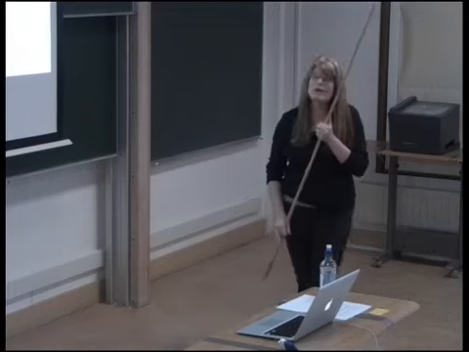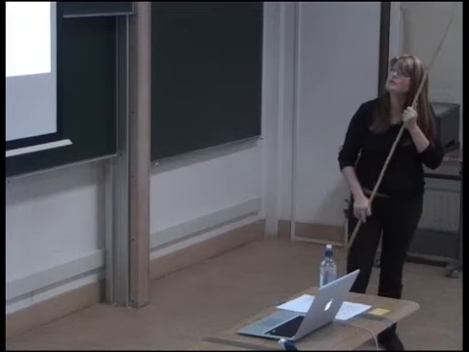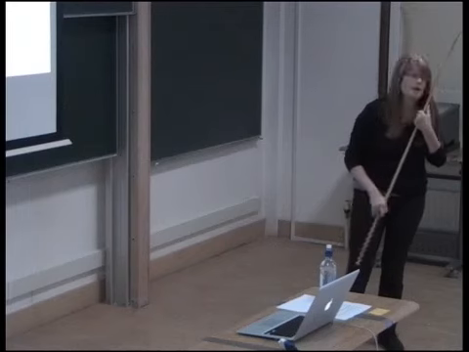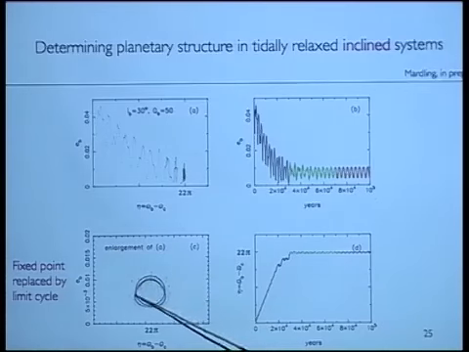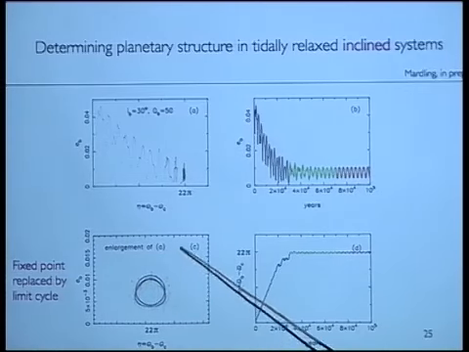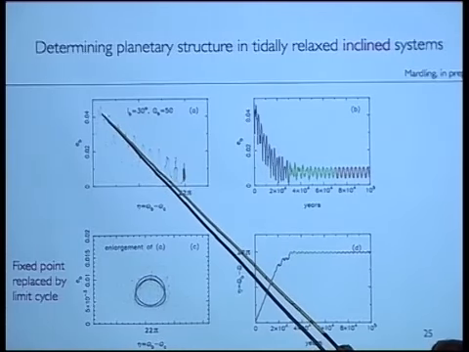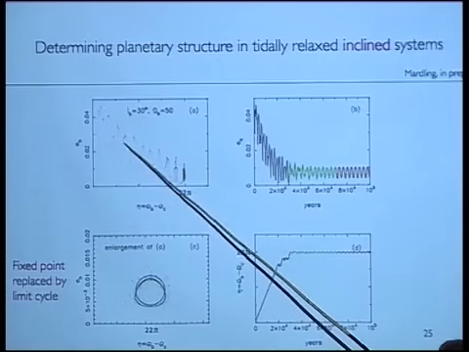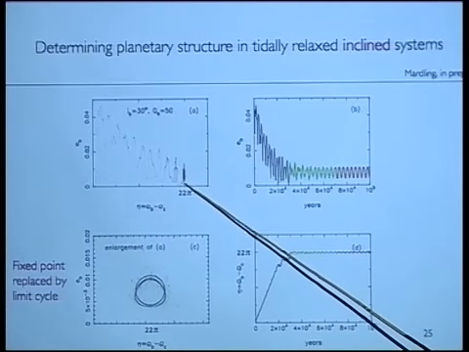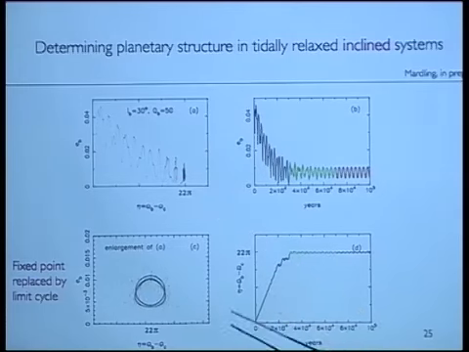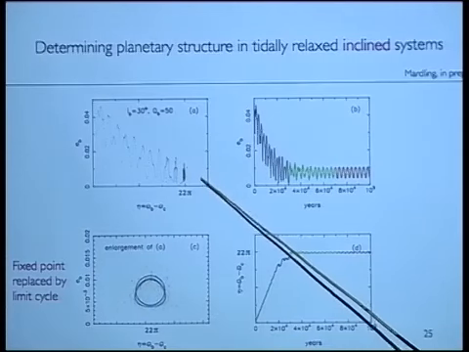So if we include mutual inclination in this dynamical systems theory, we end up replacing a fixed point with a limit cycle. And so this is a plot similar to what I showed you before for the coplanar example, but this is not nearly as smooth. Here's the limit cycle squashed. Here is, let's see, yes, this is an enlargement of this little patch here.